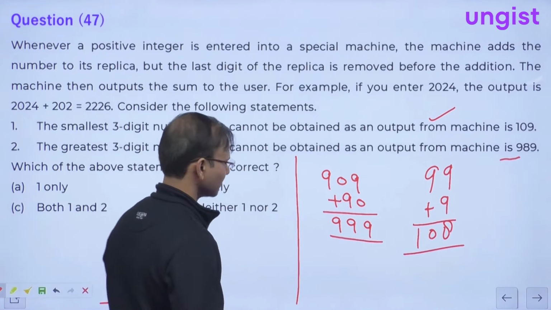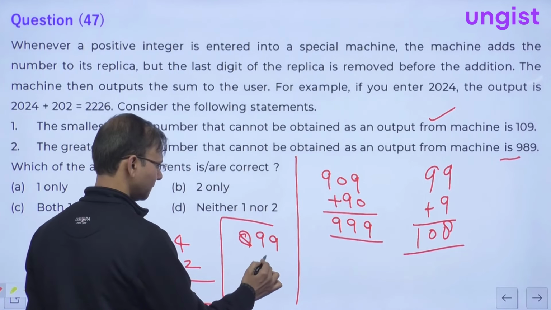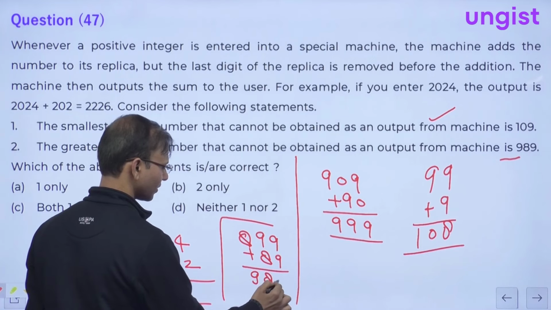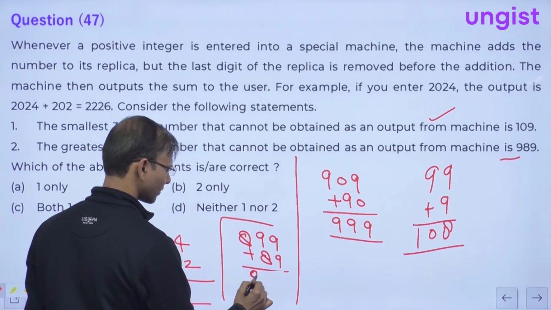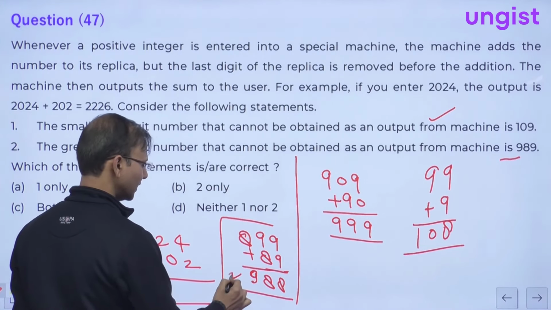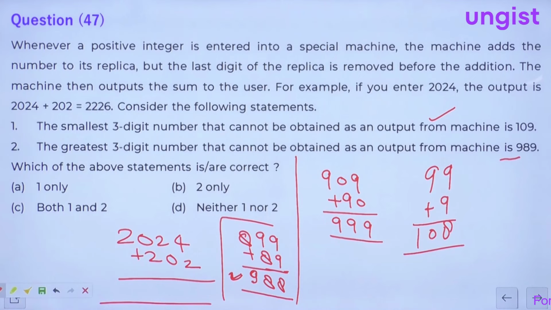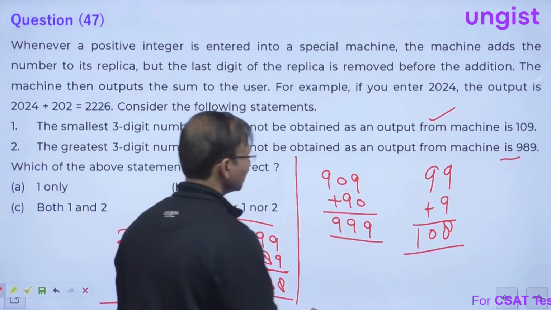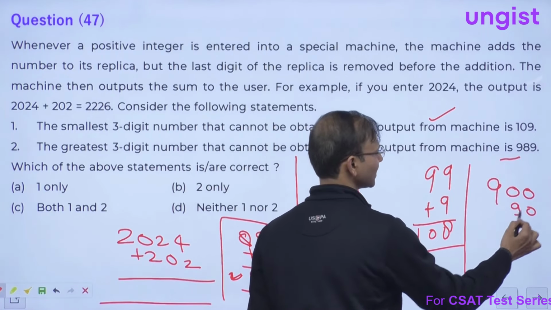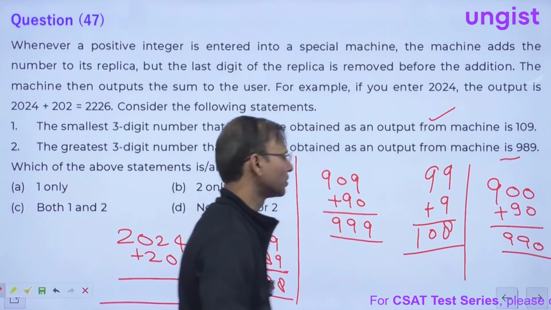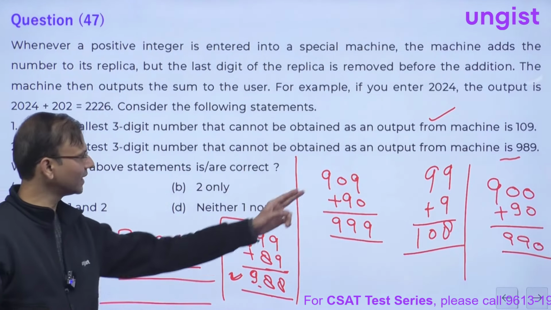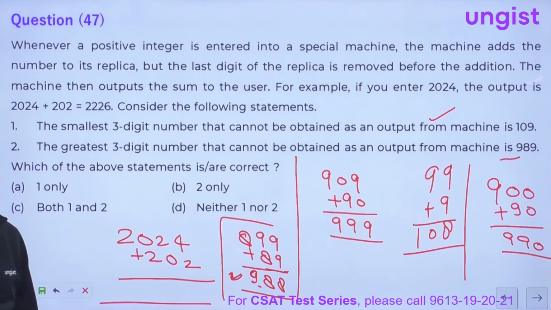Everyone, just check for 989. 899 check कीजिए जरा, 899 plus 89 will give you 988. Till 988 you can get. 989 nahi aayega. Not possible. So 989 is the greatest number which is not possible, because 990 is again possible. See, if you give 900 as input, 900 plus 90 is 990. So 990 is possible, but 989 is not possible. 988 is also possible. So 988 is possible, 990 is possible, 989 is not possible. Good.